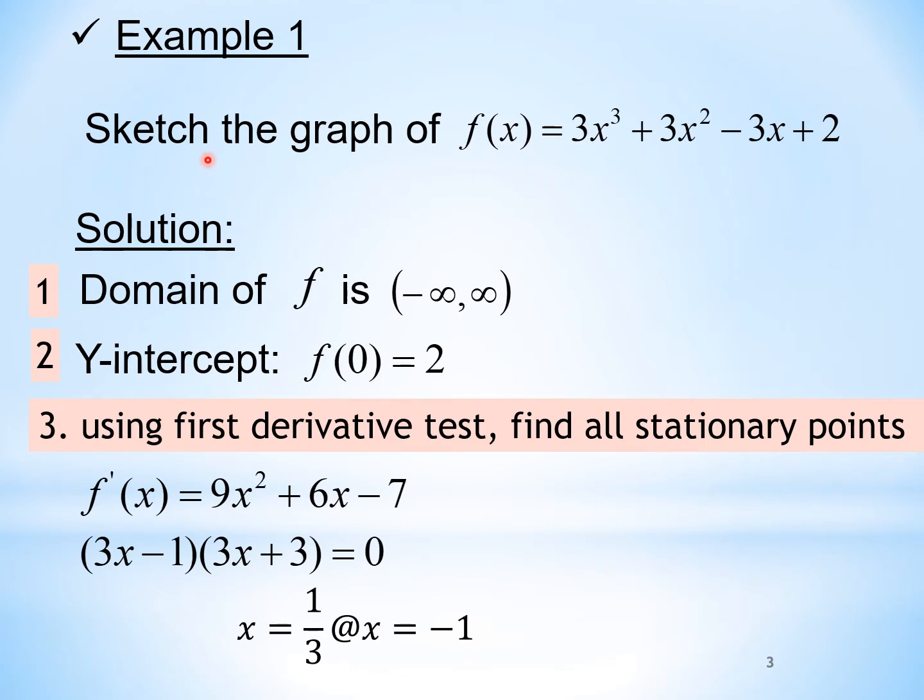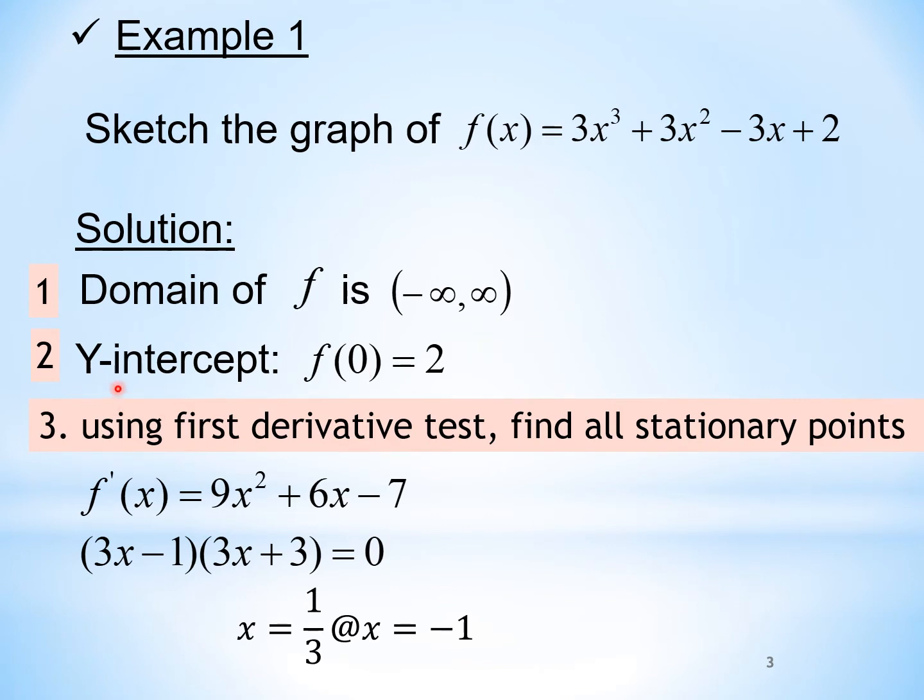Example 1, sketch the graph of this function. So according to the 6 steps previously, the first step is you have to find the domain of the function. Of course, this is a polynomial function, so you will have your domain from negative infinity until infinity. So this is the domain.